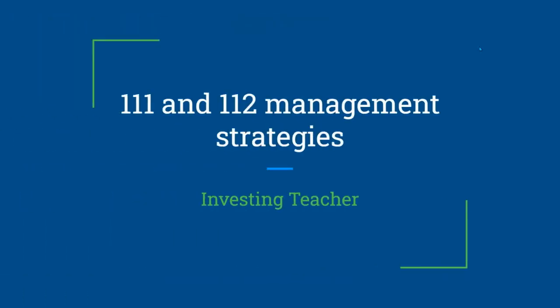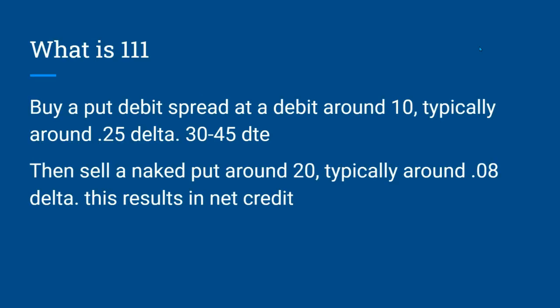Okay, so this is how I'd manage a 111 and a 112 strategy when they either go with you or against you. So first, what is a 111? You're going to be buying a put debit spread, debit around 10, and then typically that ends up being around 0.25 delta. I like to look around 30 to 45 days to expiration. Sometimes you have to be a little bit less picky on that because MES is not staggered in expiration dates as much as ES, but still you can easily find 30 to 45 DTE at any time.